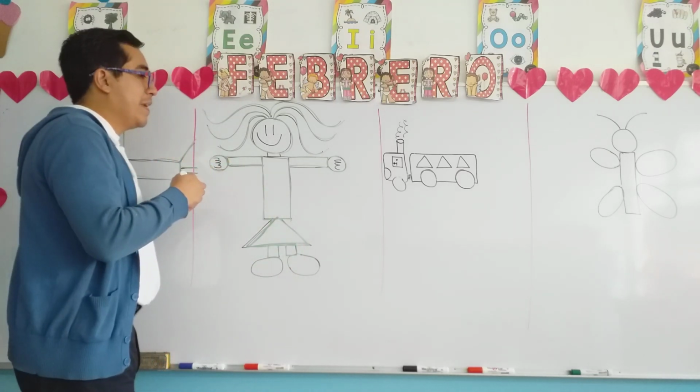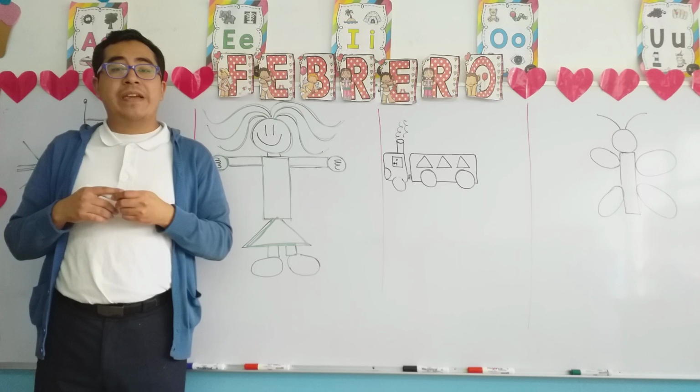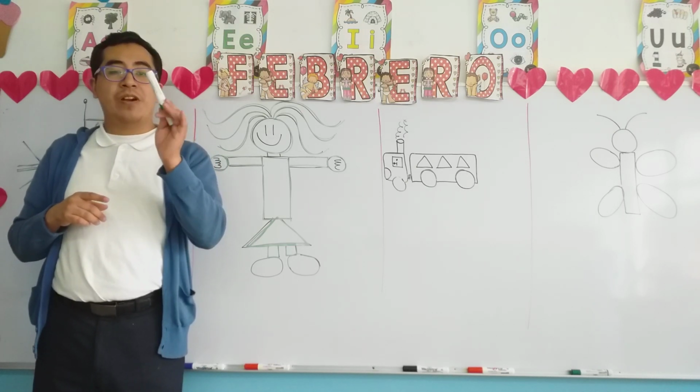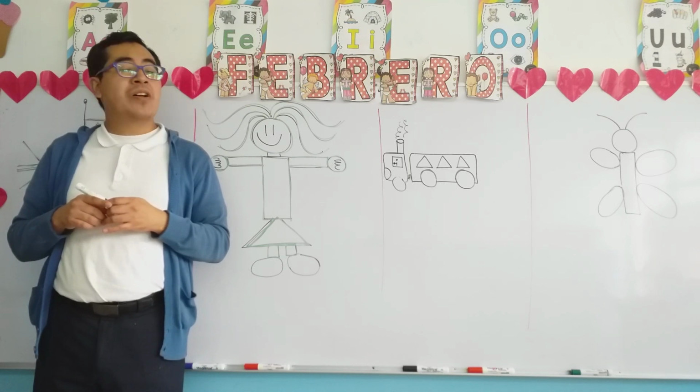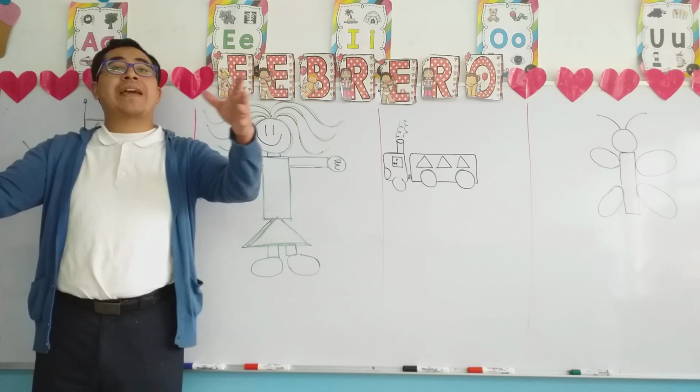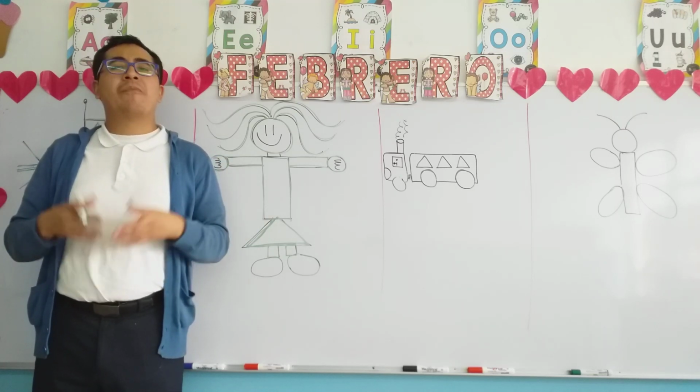And finally, the feet of the girl. For the feet, we have a particular geometric shape that is not circle. This is larger than that, like an egg. What is it?